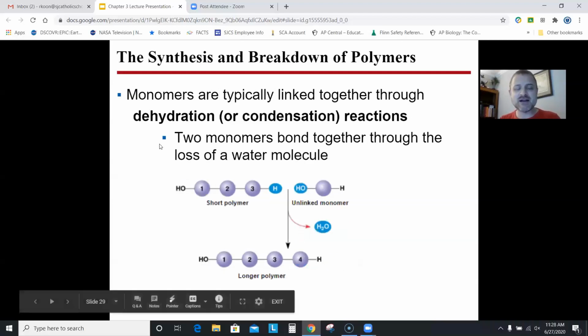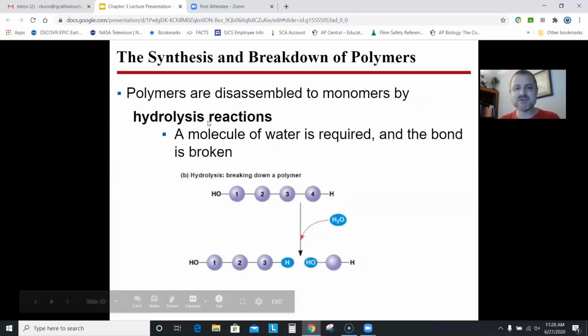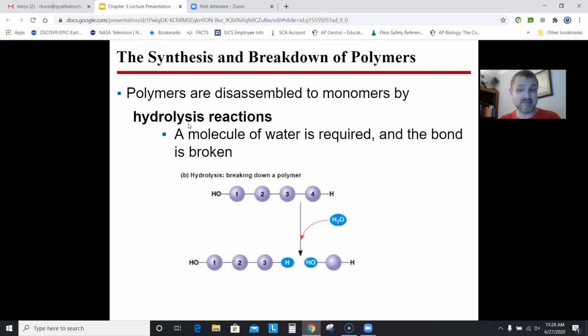When I was in school, I always forgot these 2 terms. I couldn't remember them, or I would get them confused. But the word hydrolysis means water breaking. So you're breaking a bond using water. So if you remember what a hydrolysis reaction is, the other one, dehydration or condensation, it's just the opposite.